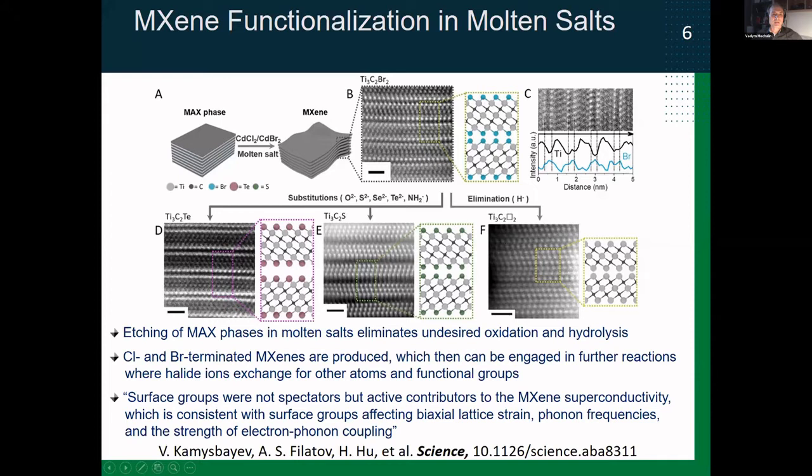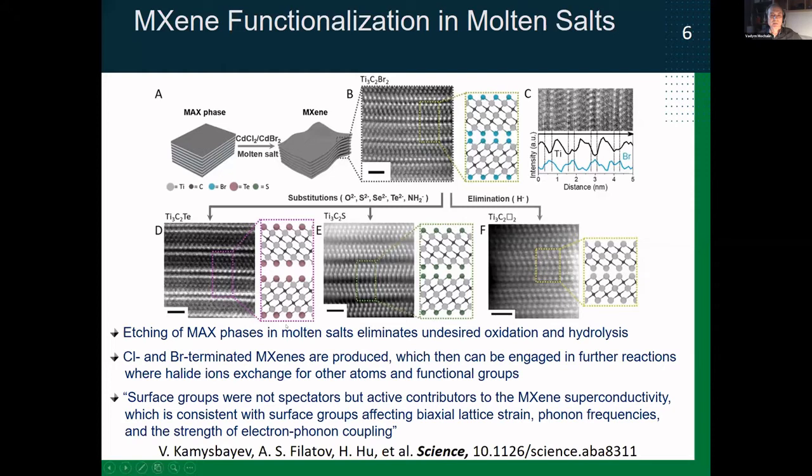And again, as theory predicted since long ago, I just quote a sentence from their paper that surface groups were not just spectators, but actively contributed to MXene superconductivity. So they actively changed electronic properties of MXenes. This is exactly what everybody's dream was after theoretical predictions.